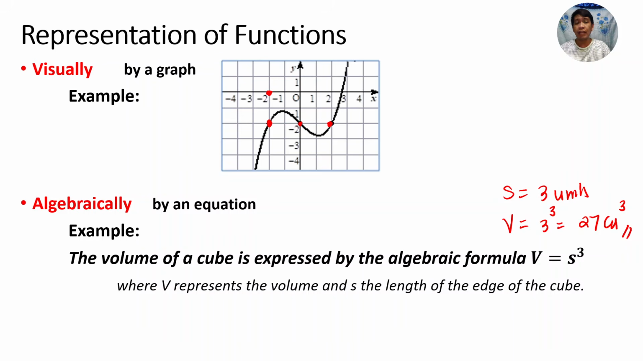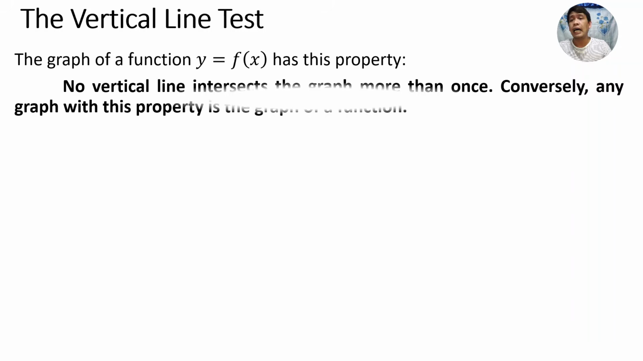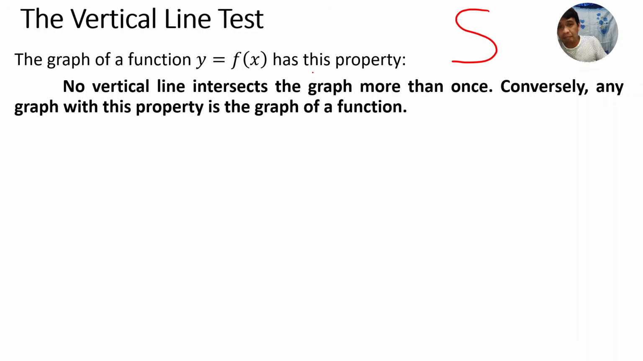So to further understand a function, we can also identify whether or not a relation is a function. So paano? Gamit ang ating mata, gagamitan lang natin siya ng isang vertical line test. So paano ba nag-work ang vertical line test? Sabi ng principle, no vertical line intersects the graph more than once. So, ibig sabihin nun, dapat daw yung graph mo magta-touch lamang ng isang beses sa vertical line para makonsidered siya as function.